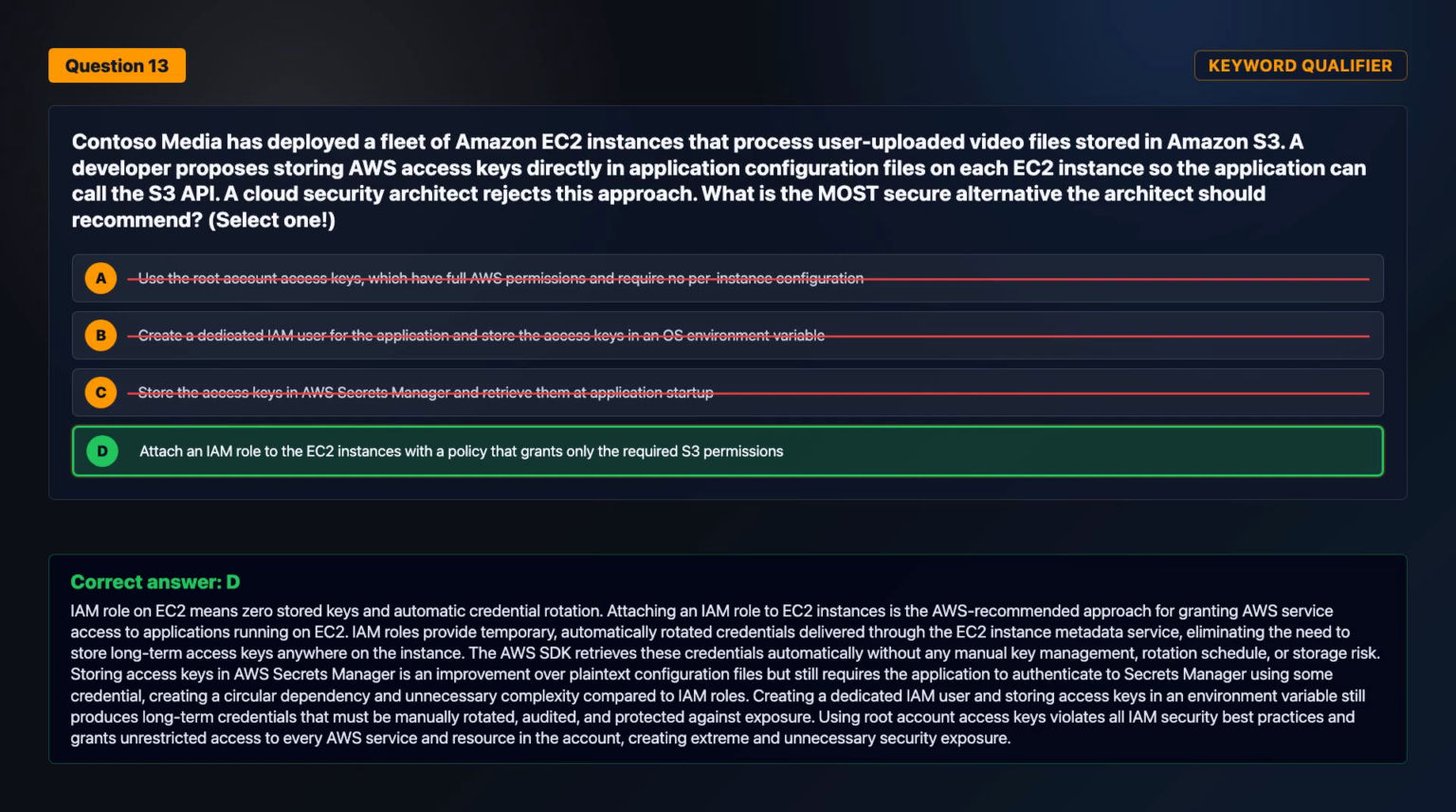Storing access keys in AWS Secrets Manager is an improvement over plain text configuration files, but still requires the application to authenticate to Secrets Manager using some credential, creating a circular dependency and unnecessary complexity compared to IAM roles. Creating a dedicated IAM user and storing access keys in an environment variable still produces long-term credentials that must be manually rotated, audited, and protected against exposure. Using root account access keys violates all IAM security best practices and grants unrestricted access to every AWS service and resource in the account, creating extreme and unnecessary security exposure.